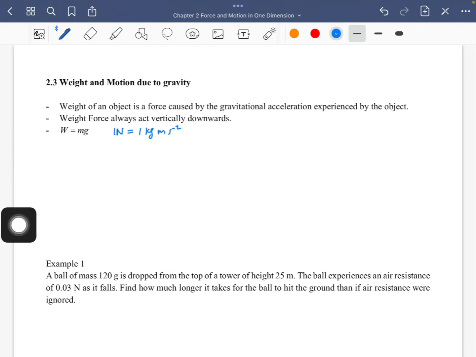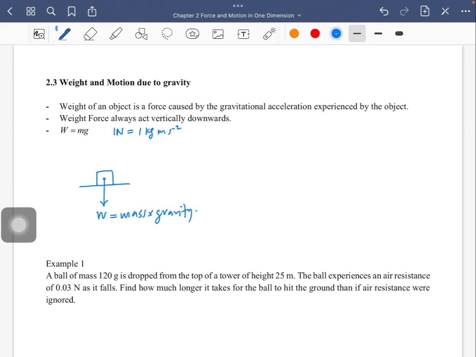As we draw the weight force diagram, for example, let's say we have an object on a flat surface. We draw the weight force from the middle, or the center, of the object, and it acts vertically downward. That's how we draw weight force, and it is always vertically downward whatever the surface. It is equal to mass multiplied by gravity. This is one example.